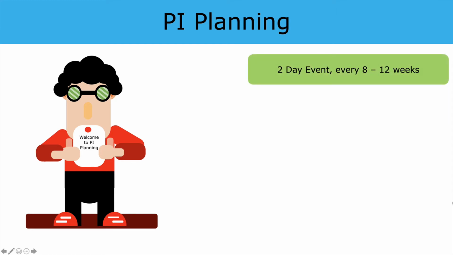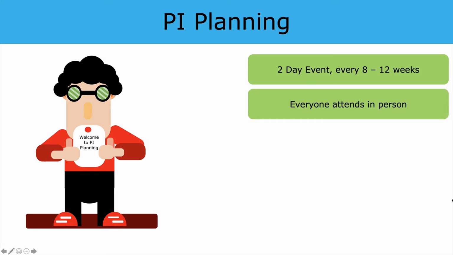The PI planning is a 2-day event where all the Agile teams on the Agile Release Train come together, ideally in a big room, to plan for the next 8 to 12 weeks. The goal of the event is to create alignment, encourage collaboration, enable self-organization, and eliminate waste. Everyone on the Agile Release Train will attend the PI planning session.